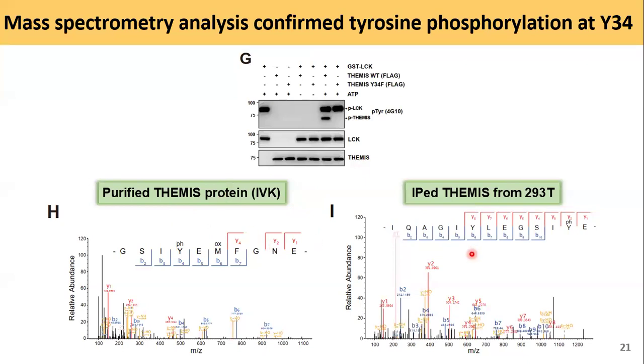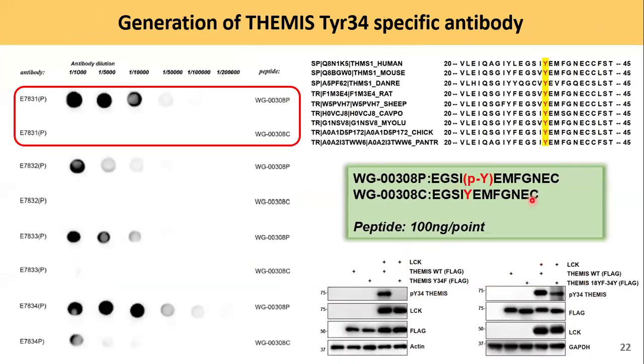We also performed mass spec identification to confirm that we can find the pY34 peptide in the mass spec machine. This was based both on the purified stimulus protein as well as immunoprecipitated stimulus protein from 293T cells. Since this tyrosine residue is conserved among species, we instinctively wanted to make antibodies against this phosphotyrosine residue. At the time, my lab was not that rich.